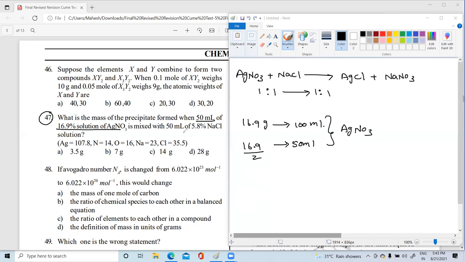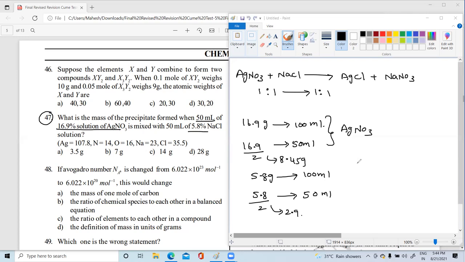Next, in the same way, 5.8% of NaCl. So 5.8 grams of NaCl is present in 100 ml of solution. Then in 50 ml, how much is there? Half of that, nothing but 5.8 divided by 2. So these both are mixing together. So 16.9 divided by 2, the weight we are getting here is around 8.45 grams. Okay, 5.8 divided by 2 is 2.9 grams.